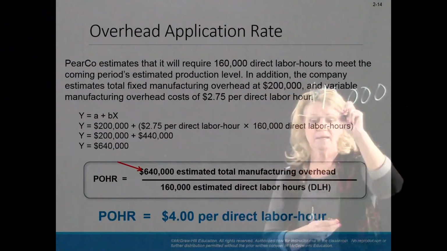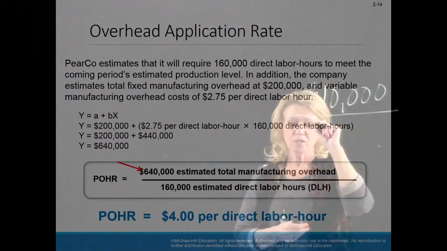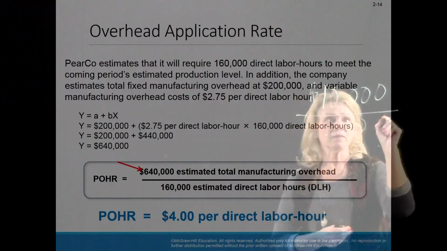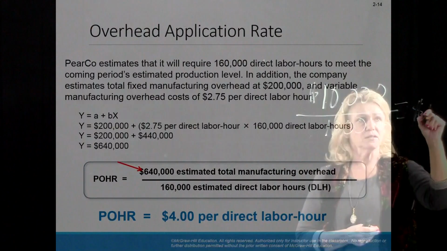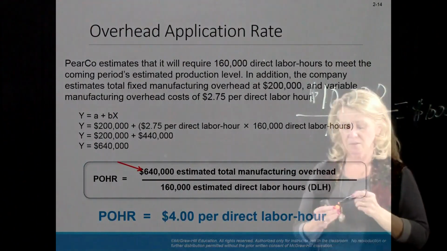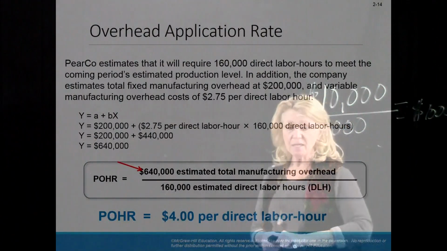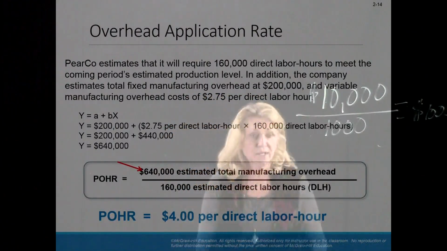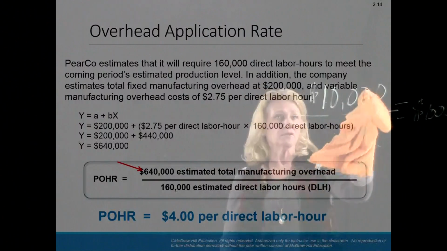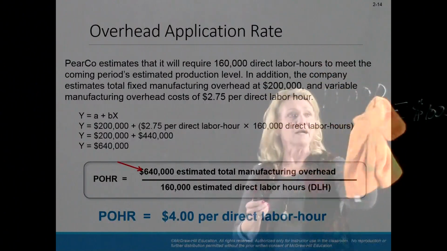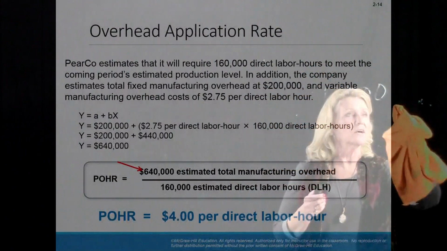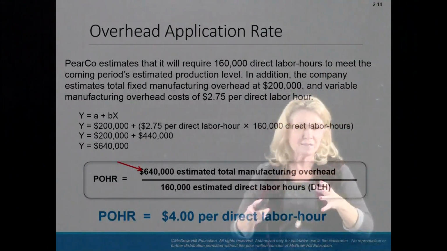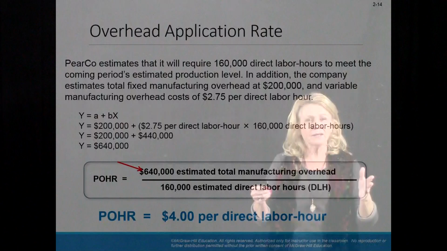$10,000, and our direct labor hours was 1,000, so that equals $10 per hour. In Pear Company, it's $4 per labor hour. So it's really pretty easy to figure out and calculate. And in class, we're going to do some homework that calculates this out even more. And I think we really have to get our hands on it and do some calculations to figure out what it means.